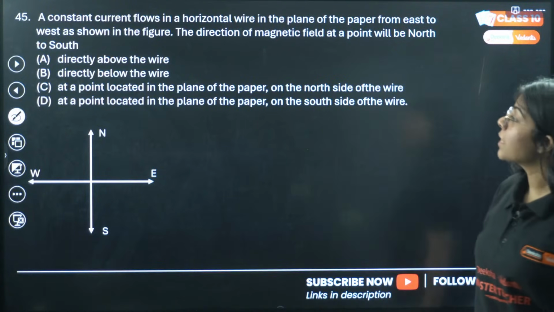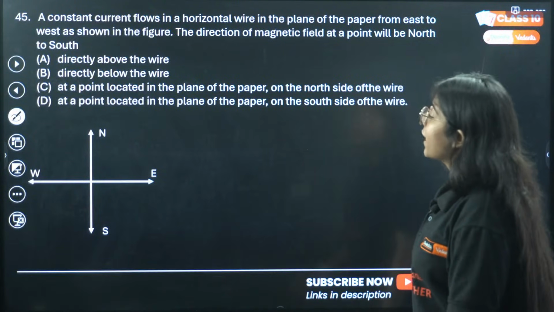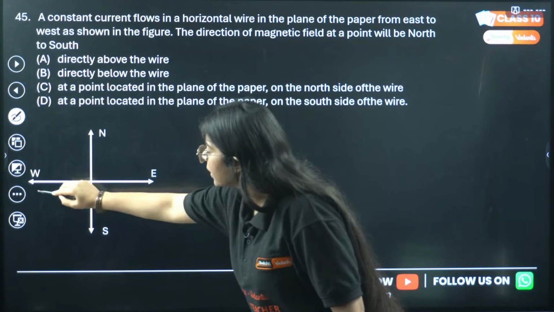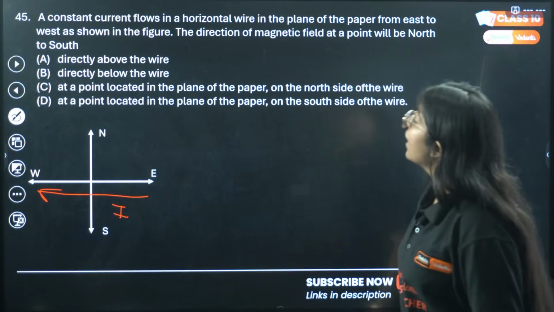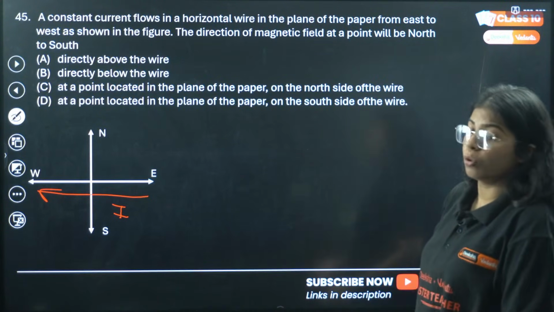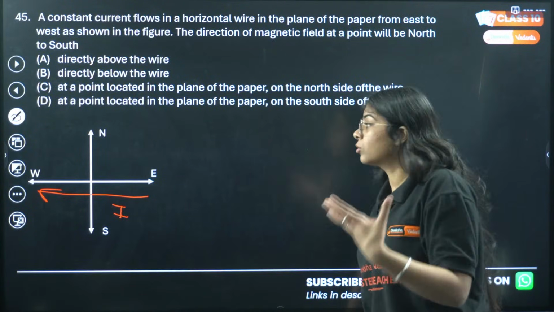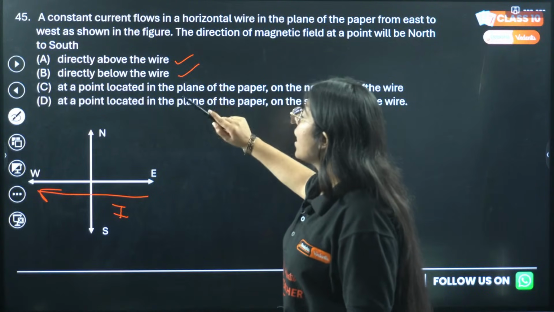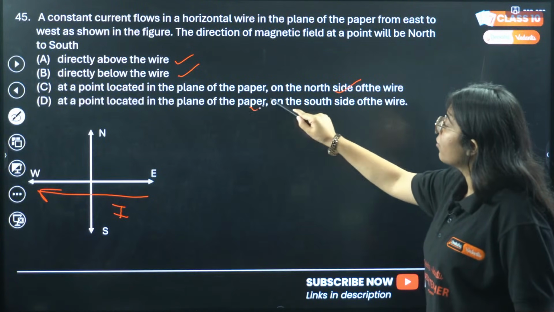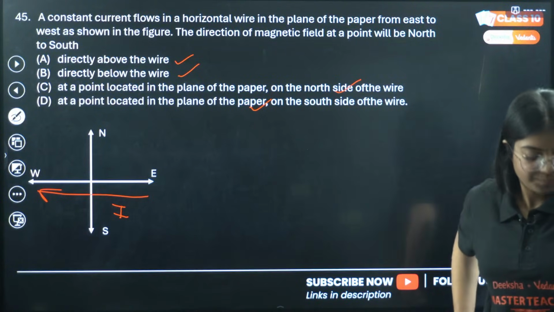Okay. Next question says a constant current flows in a horizontal wire in the plane of paper from east to west. Okay, this is a plane of paper. It's going from east to west. What? Current. Okay, now they are saying the direction of magnetic field at a point will be north to south. At what point will it be? Directly above, directly below, at a point located in the plane of the paper on the north side of the wire, at a point located in the plane of paper on the south side of the wire. Can you answer me? We are getting answer as B.